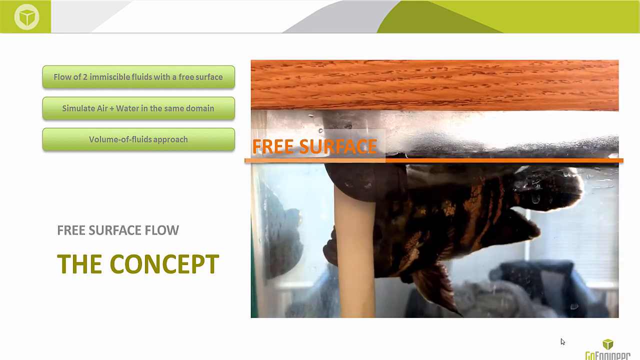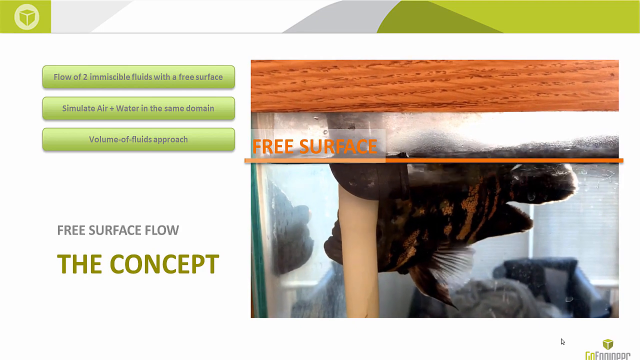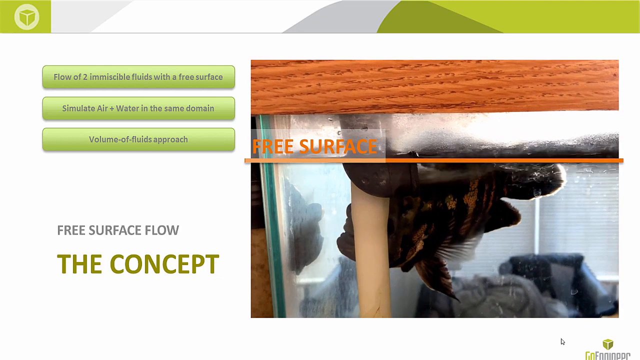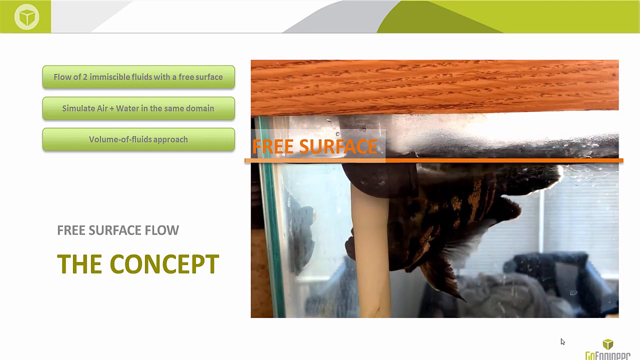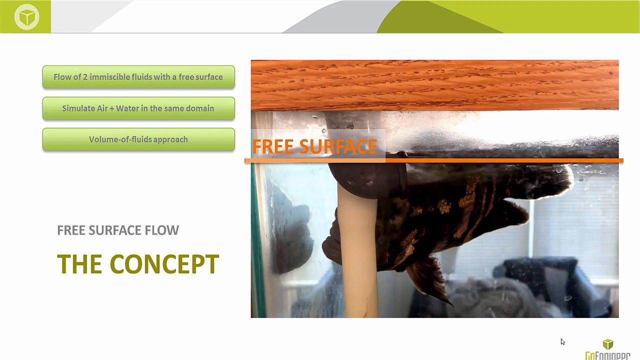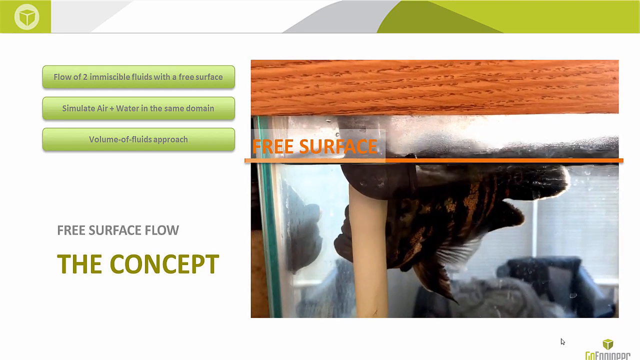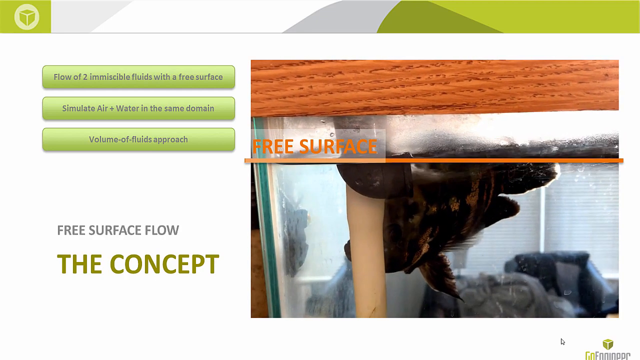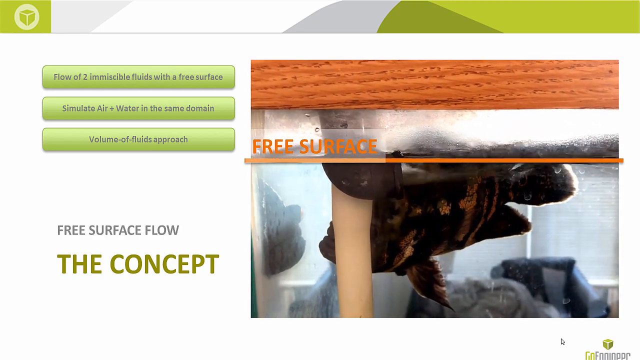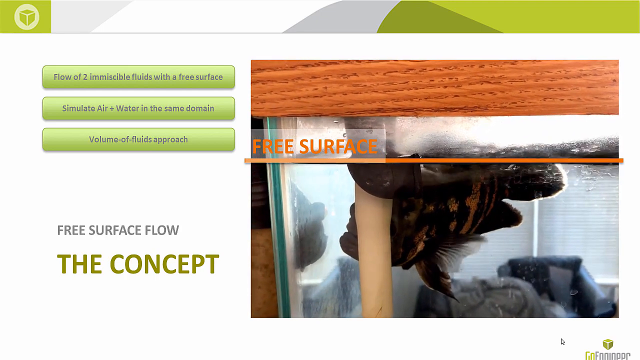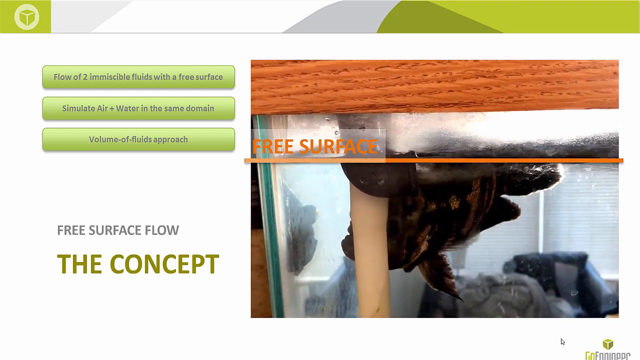Now, the approach that we use here is called the volume of fluid approach. There are several approaches built into several CFD tools, and the volume of fluid approach is the most popular one. This essentially involves solving a set of momentum equations as usual. In addition to this, it tracks the volume fractions of the different fluids in your domain. So a fluid can have a volume fraction that varies between 0 and 1.